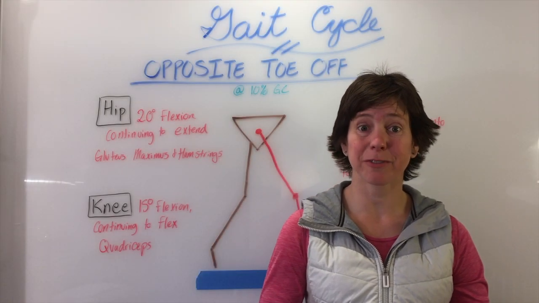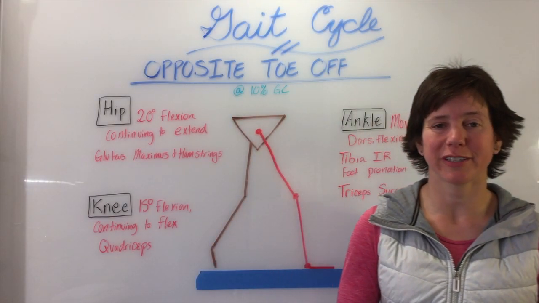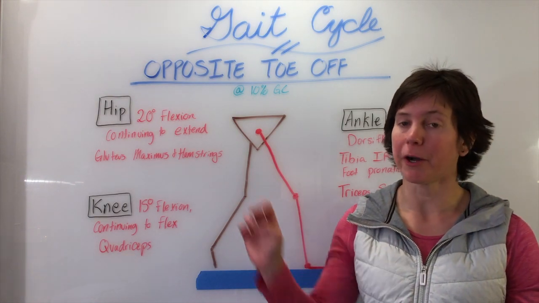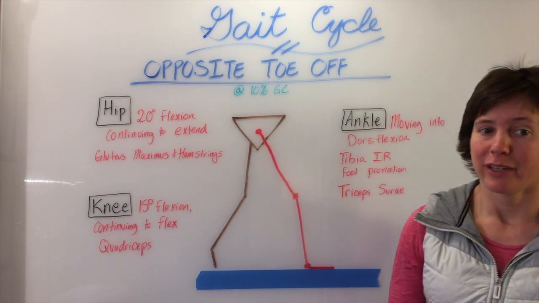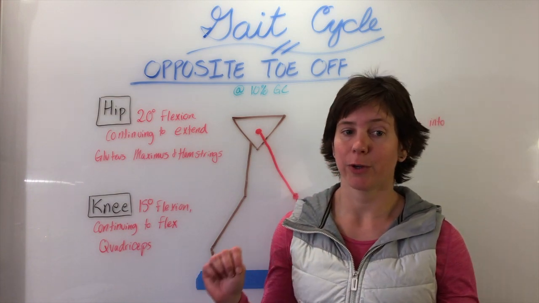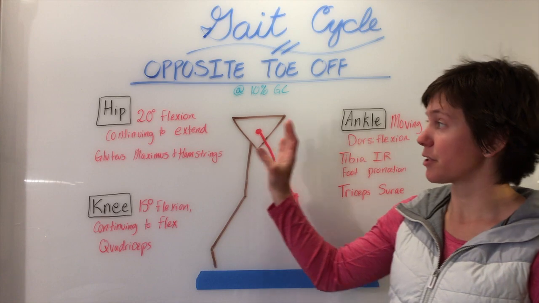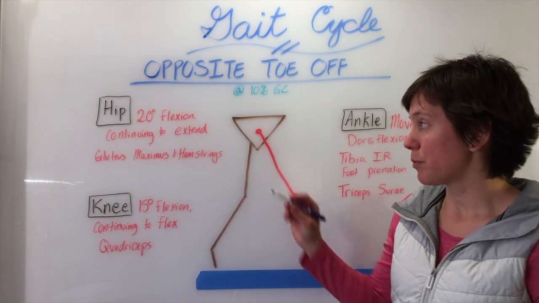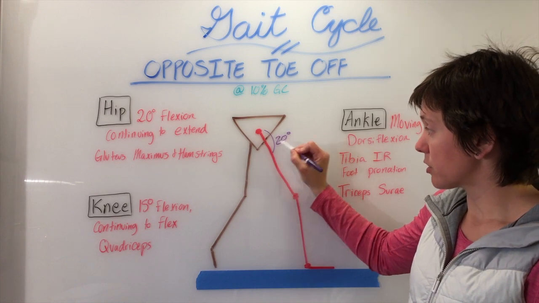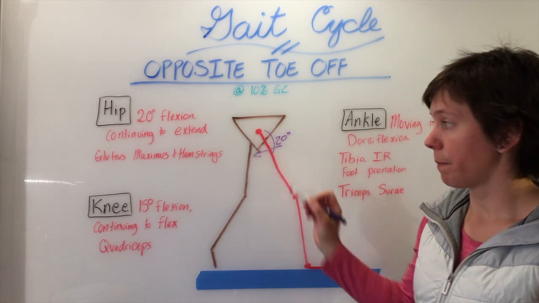The next significant phase of the gait cycle is opposite toe off. This occurs at the 10% mark of the gait cycle. It is the end of the loading response and the beginning of mid-stance. So we'll look at opposite toe off at the hip. Hip was in 20 degrees of flexion, and it's starting to move into extension.